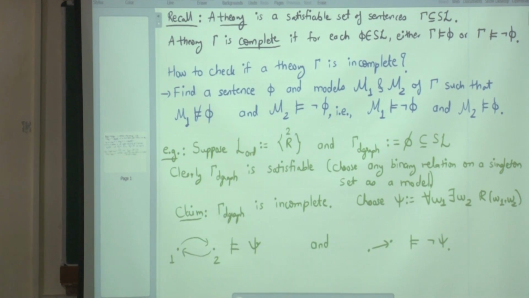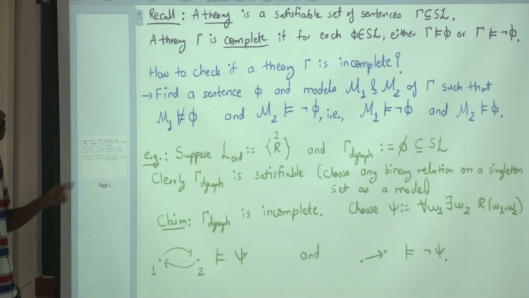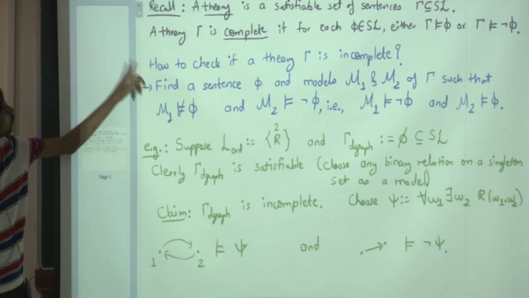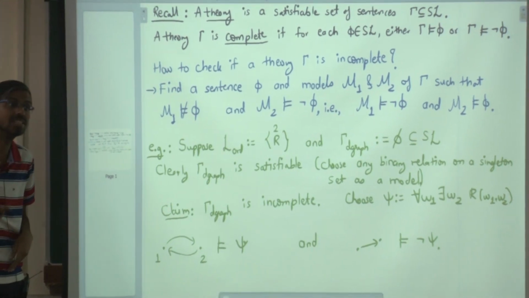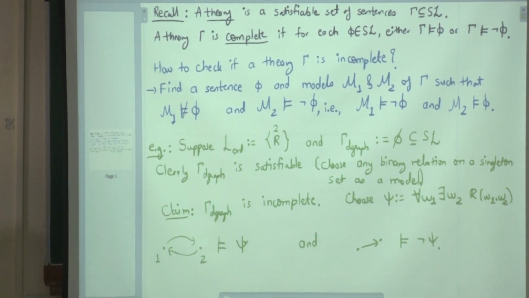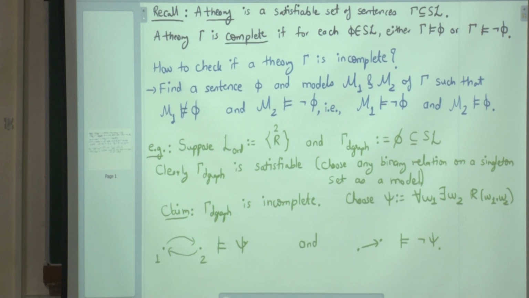Now, how to check if a theory is incomplete? Last time in our discussion, I think there was some confusion, so I decided to write it down. You are given that gamma is a theory, so it is satisfiable, so there are models. Then your job to show that it is incomplete is to show that the condition for completeness doesn't hold, which means it is not the case that for each phi one of these is true.